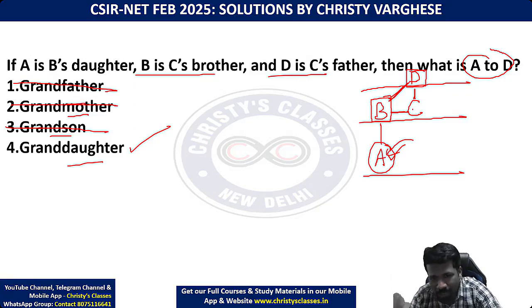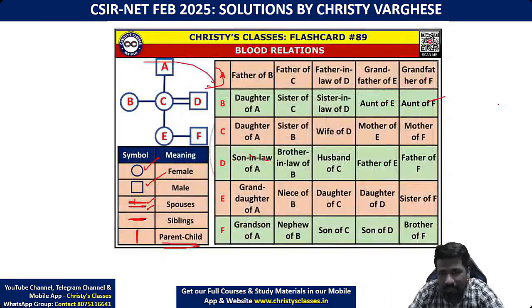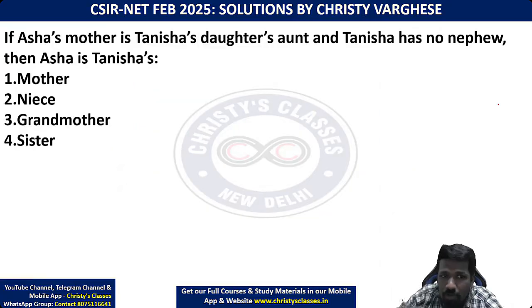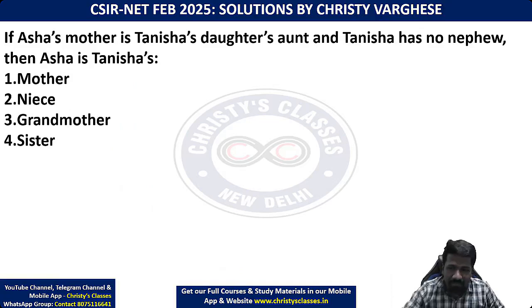Clear, right? Many of you got the answer already. Wonderful. So that is the power of the blood relation tree, and the same question paper had one more question on the blood relation tree. Here, even if you don't draw the tree, it is fine. So try this. Carefully try it.